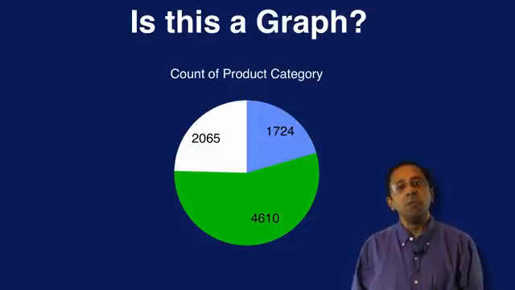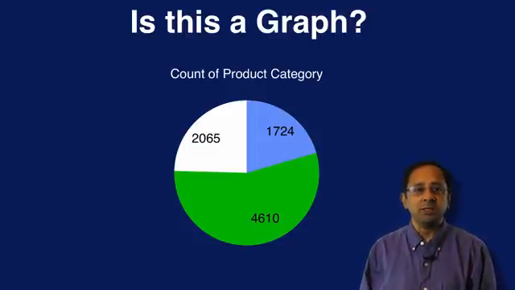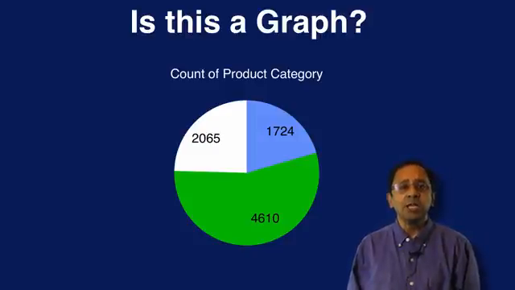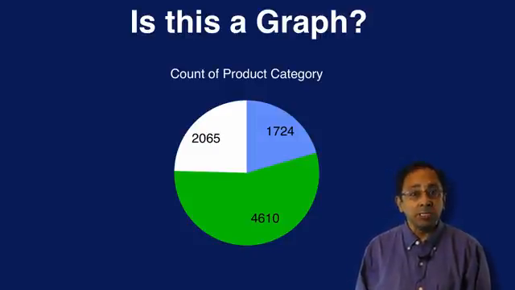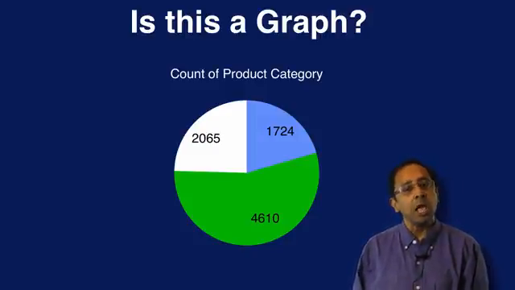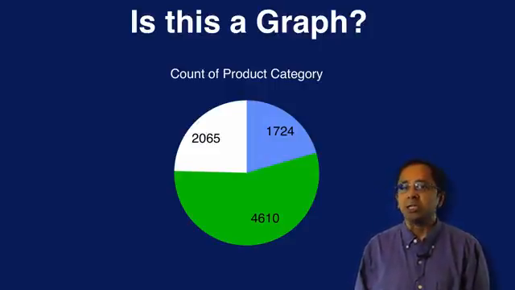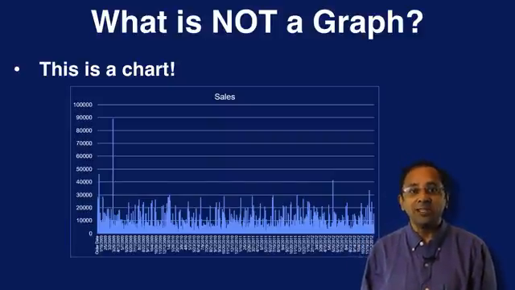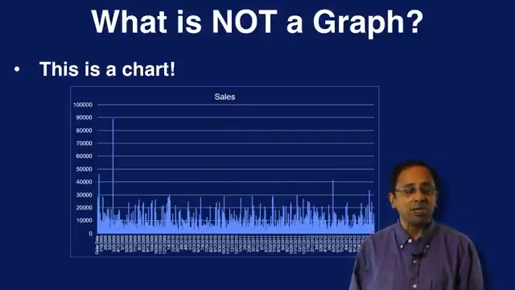This is another common visual representation of data. If you go to Google and type pie graph, you will see many results that look like this. But is this a graph? In our usage, this is not a graph. We call it a chart. Yes, you guessed it right this time. This too is a chart and not a graph.